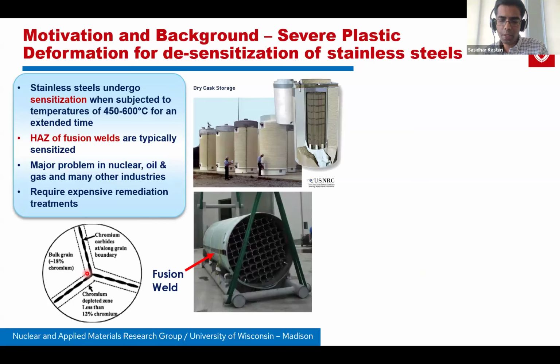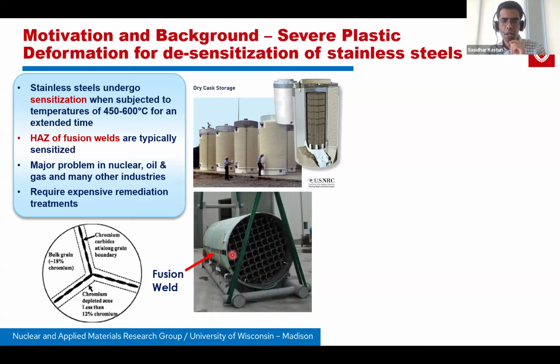In our research work, we were investigating this in the context of the nuclear fuel storage cycle. The bottom figure here shows a so-called dry cask storage canister, which is basically a very long sheet of stainless steel that's welded to form a cylinder. So a fusion weld goes here, and you have a sensitized stainless steel that's in the heat affected zone.